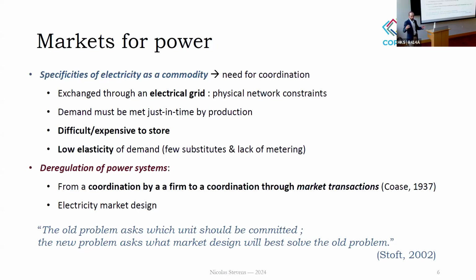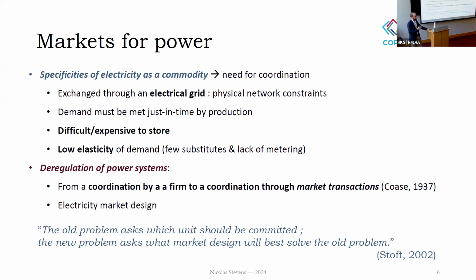That was just one firm providing this coordination by optimizing everything altogether. And the idea to deregulate the electricity markets, in the end, is kind of an idea to take this coordination from the hand of one single firm and to put it in the market. So now the market has to provide this coordination between the different agents that the attributes I've described are calling for.